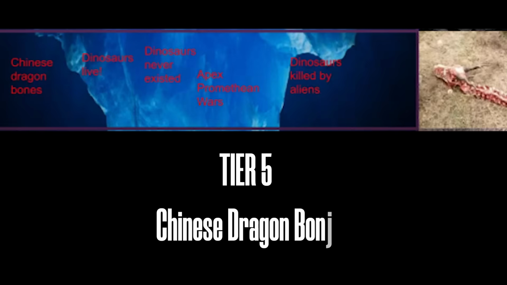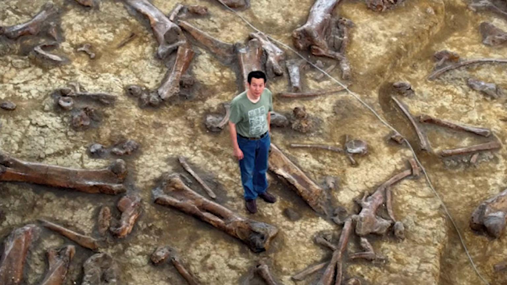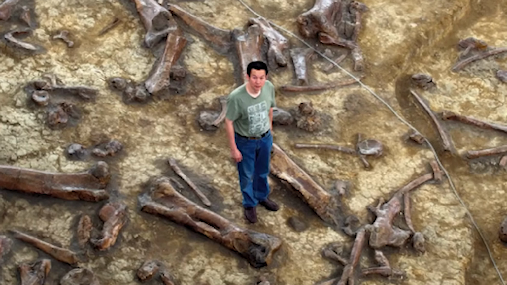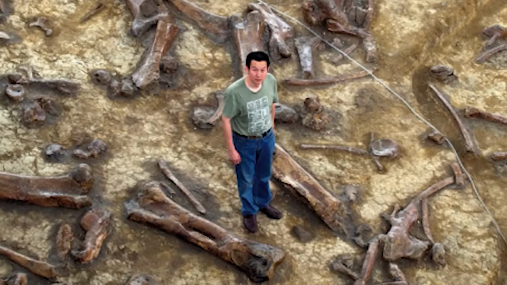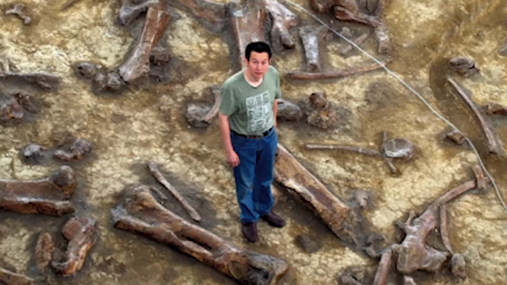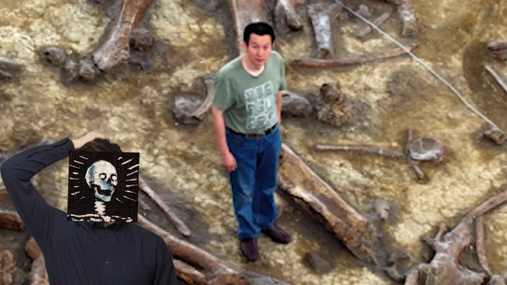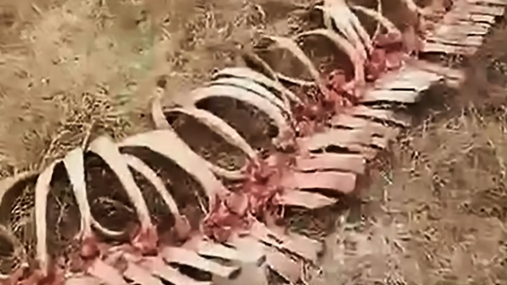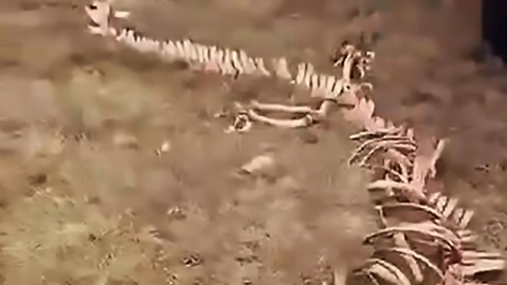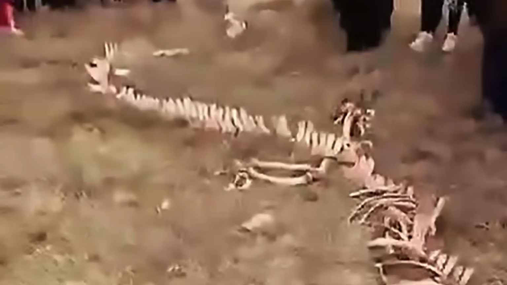Tier 5. Chinese dragon bones. Residents of a Chinese village stumbled upon a deceased dragon, sparking debates over the existence of such a mythical creature. The skeleton, which spanned over 60 feet long with peculiar small arms and a skull resembling that of a cow, was discovered in a field in Zhangjiakou City, Hebei Province in China. In contrast to Western depictions, Chinese dragons are wingless and traverse the skies by swimming through the sky, akin to serpents. The anatomy of the skeleton led some locals to speculate about its authenticity.